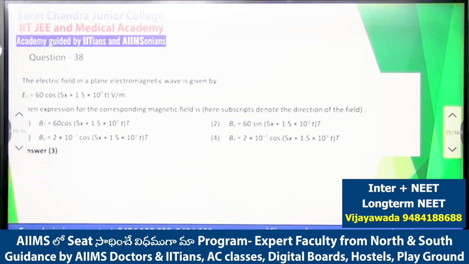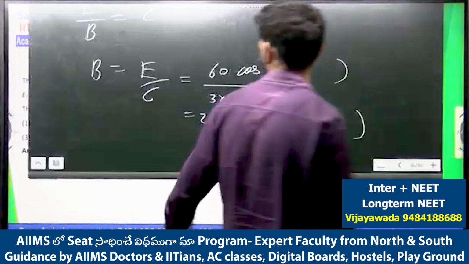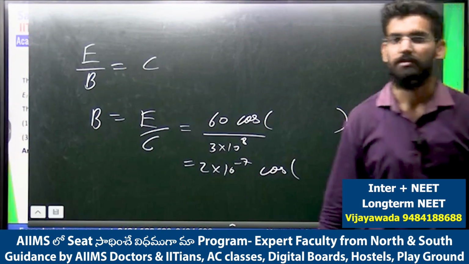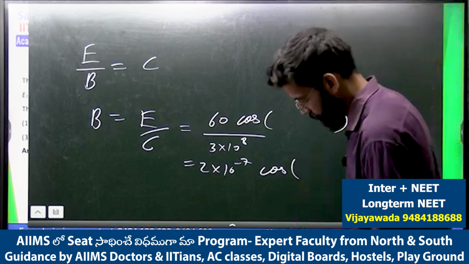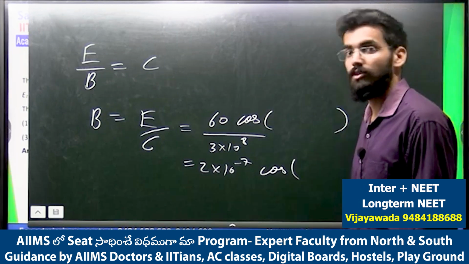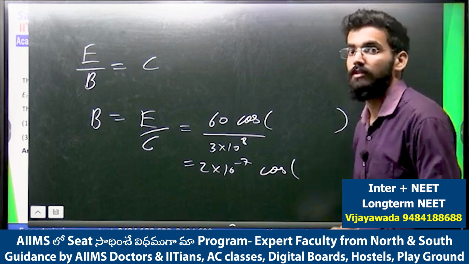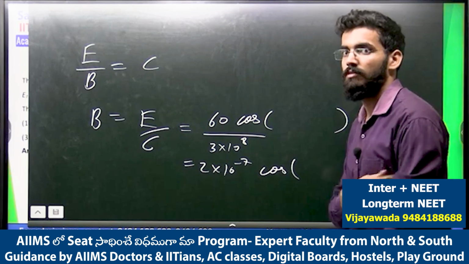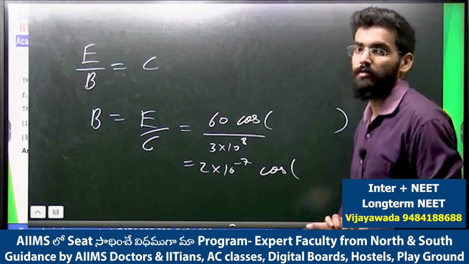So third option. Okay, because we know this thing, E by B is C. By that you can solve directly very easily. Or you have observed from the options also, there is a 3 into 10 to the power 8. So you have to go with which option? Okay, this E by B equal to C.